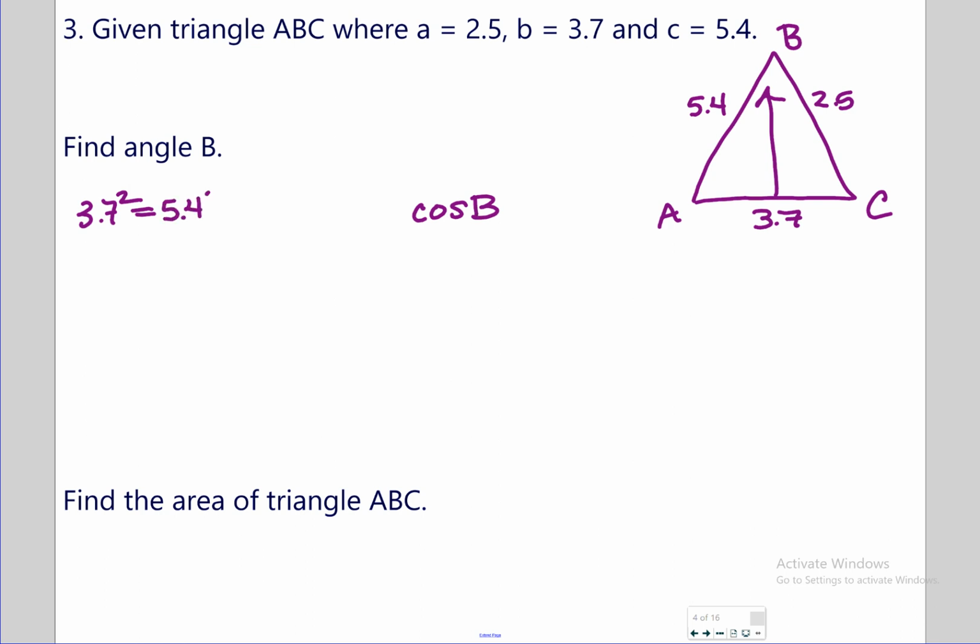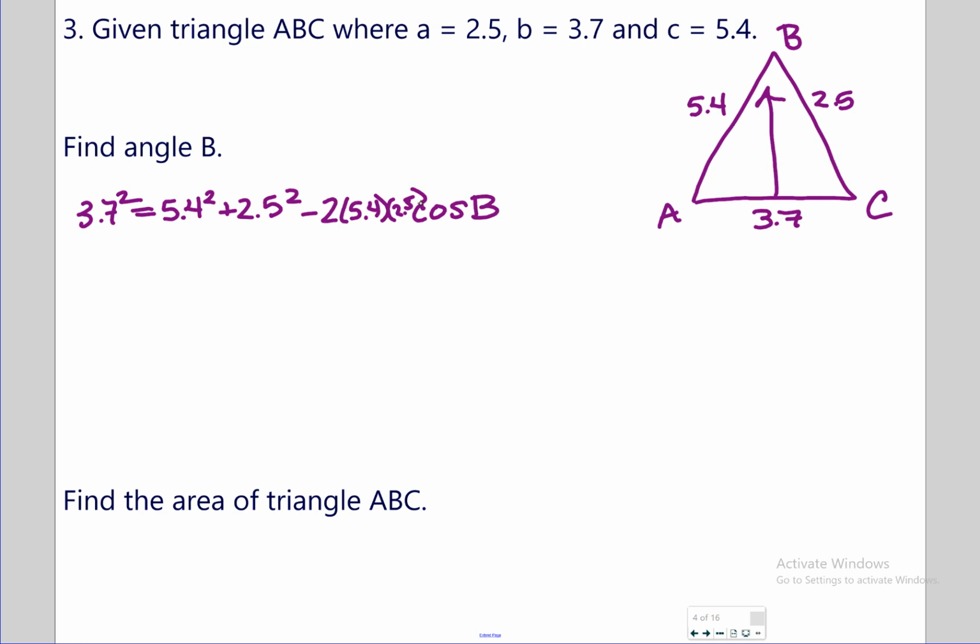So it's a squared plus b squared. So it kind of starts looking like the Pythagorean theorem at the beginning. But then minus 2 times a times b. That's a 2.5 there. Okay. All right, now we got to solve for b.